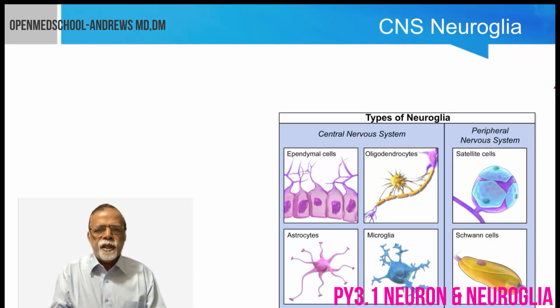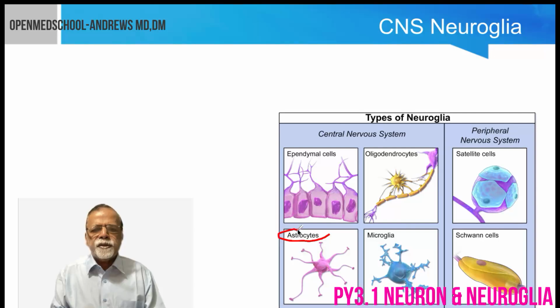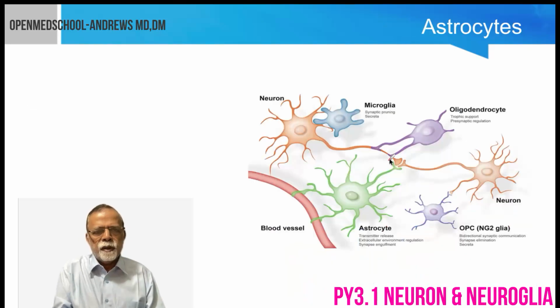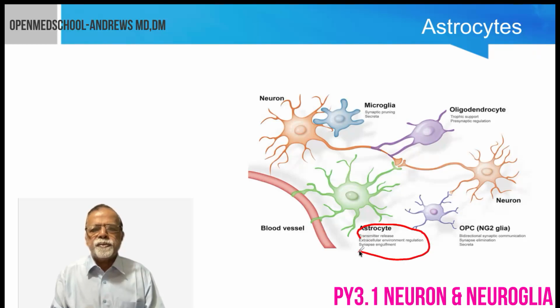In the central nervous system, the major ones are the astrocytes. Then there is oligodendroglia, microglia, and ependymal cells. What is the function of astrocyte? Astrocyte is the major supporting cell. So here you can see that different cells are there. Astrocytes are the major supporting cell.